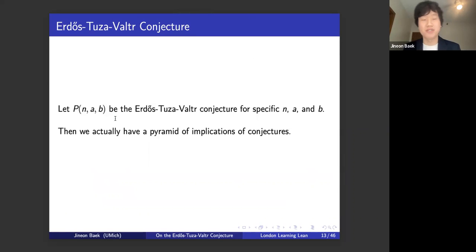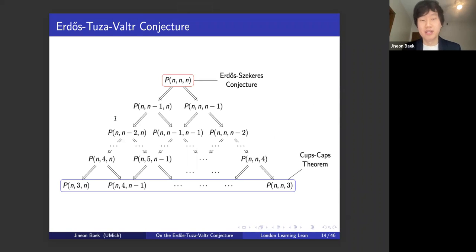So yeah, we have just seen that Erdős-Tuza-Valtr is equivalent to Erdős-Szekeres. And there's actually something more going on on top of this. Let P(n, a, b) be the ETV conjecture for those specific parameters n, a, and b. Then we actually have this pyramid of implications. So I think it's worth spending some time going through what this picture means.